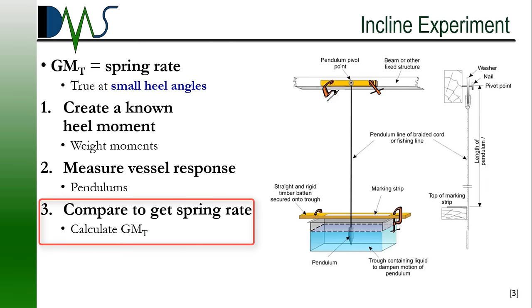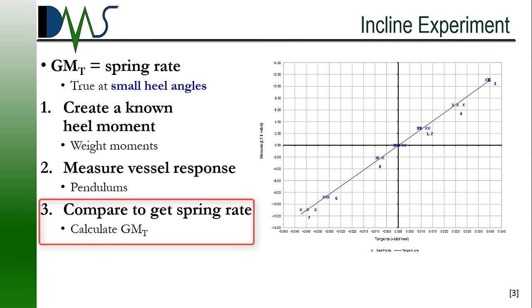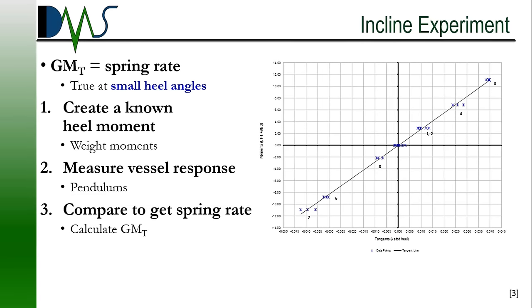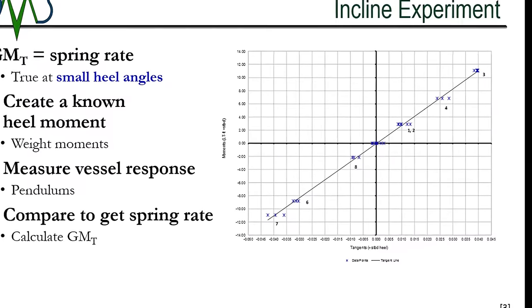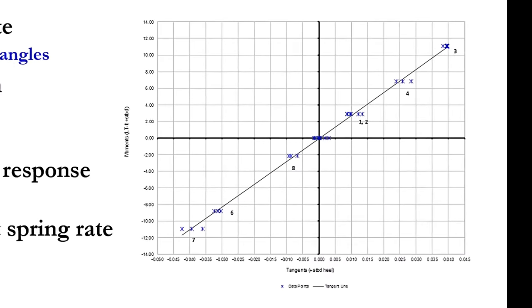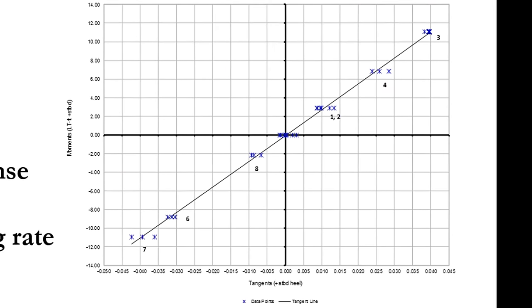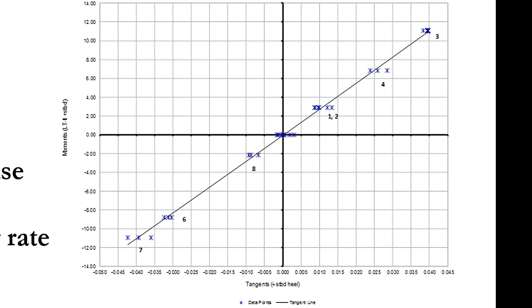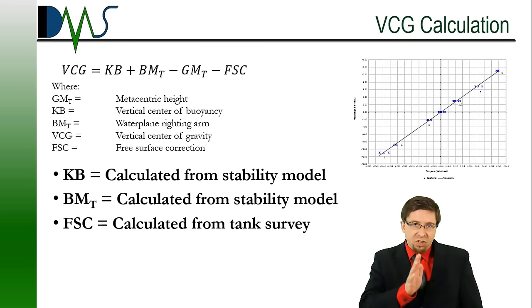You combine the heel moment and the heel angle, and you can produce a plot like this. This is commonly called the tangent plot. Everything builds to this tangent plot. The whole goal was to get a clear line on this tangent plot, because the slope of that line directly correlates with the GMT. If you know the slope of the line, you can calculate the GMT. Great, we got the GMT.